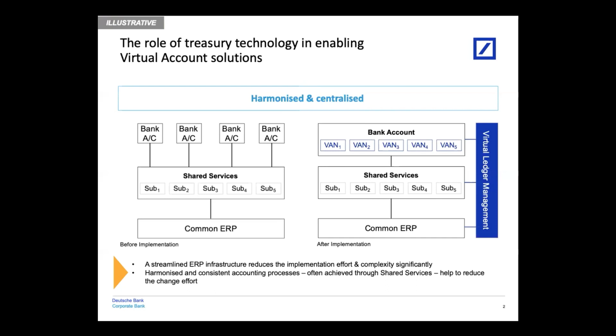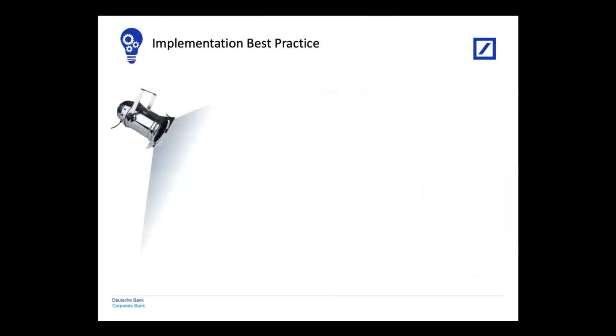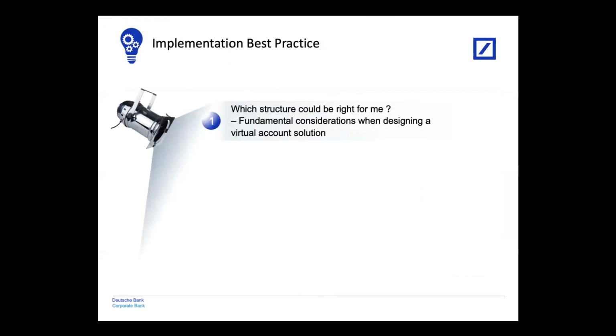The shared service centers are obviously a prime location within the respective client organization to domicile these activities, yet we do not always see this to be the case. So the question then becomes, well, how do I implement this? And you've got a series of questions here. Which structure would be right for me, assuming I'm a corporate treasurer or a finance director?